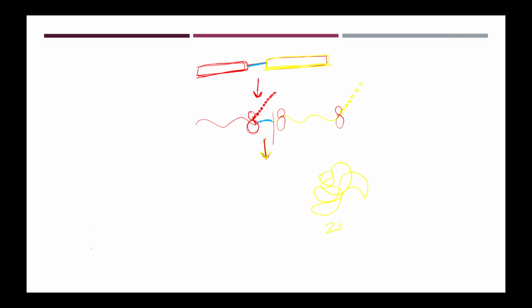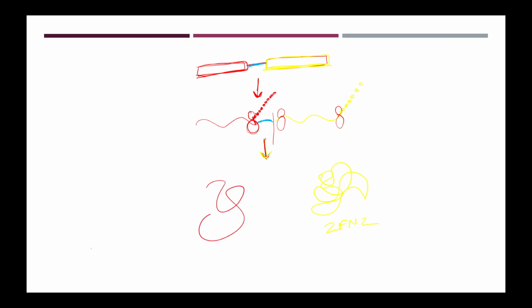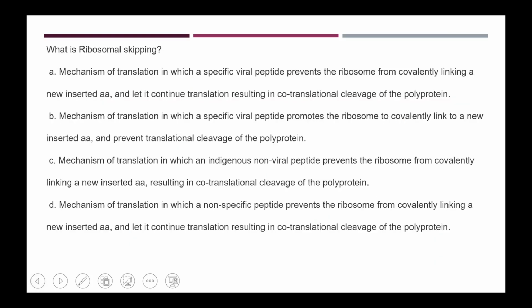One of this ZFN2 and another protein ZFN1. So now two nucleases which have different recognition sequences are co-translated from the same vector with the help of 2A viral peptide. Okay, so this is the method. That particular practice is called translation ribosomal skipping.